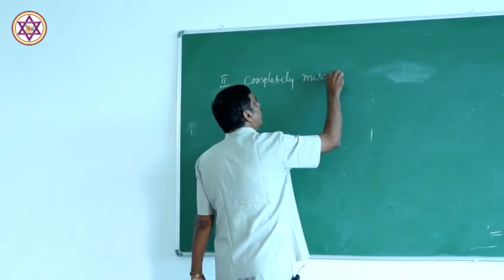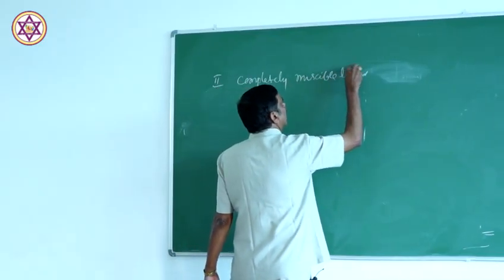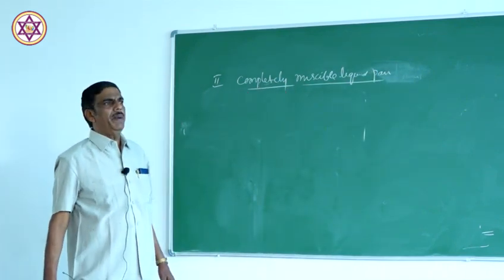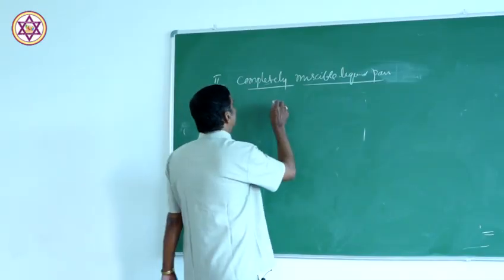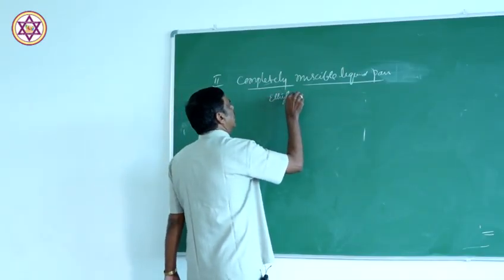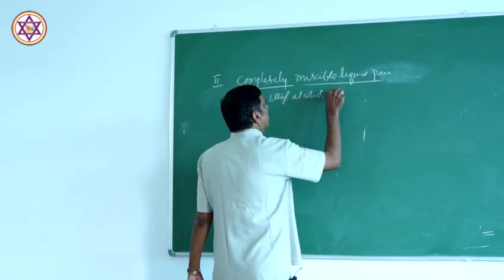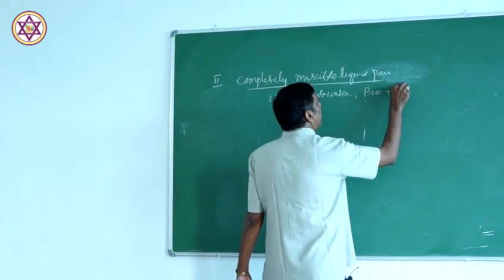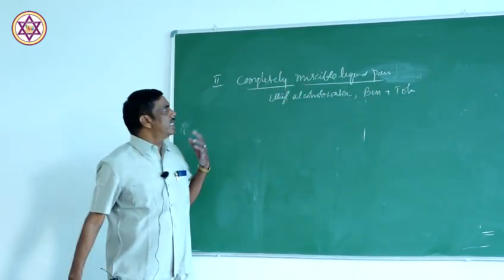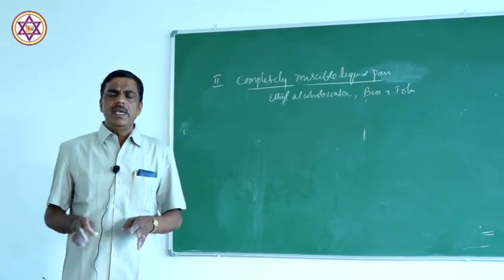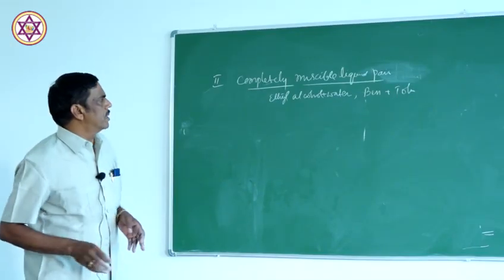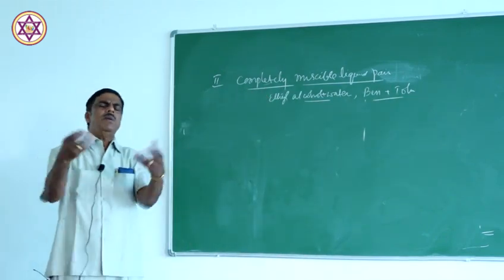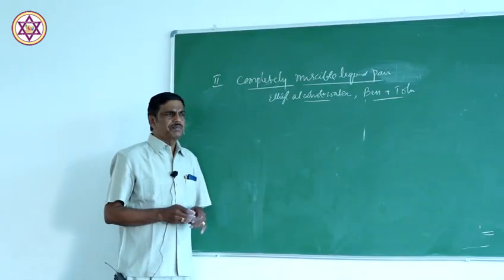Completely miscible liquid pair. Examples of completely miscible liquid pairs are ethyl alcohol plus water, benzene and toluene, and so on. So many examples are there. These are completely miscible irrespective of the temperature and composition. Ethyl alcohol and water are completely miscible. Benzene and toluene, whatever may be the proportion, are completely miscible.